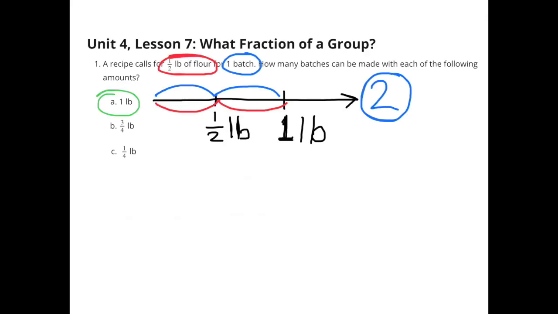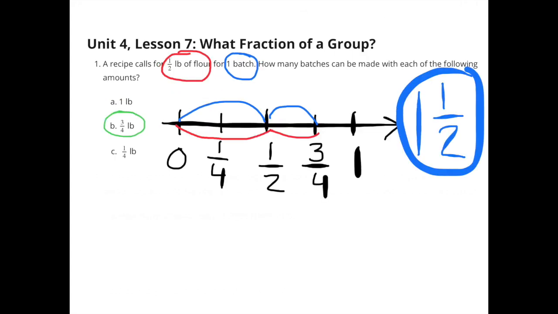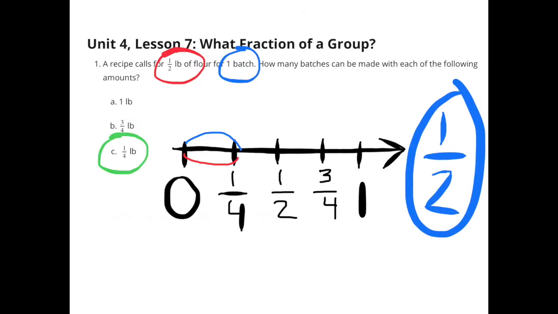A. 1 pound. With 1 pound of flour, you'd be able to make 2 batches. B. 3/4 of a pound. With 3/4 of a pound of flour, you'd be able to make 1.5 batches. C. 1/4 of a pound. With 1/4 of a pound of flour, you'd be able to make 1/2 of a batch.